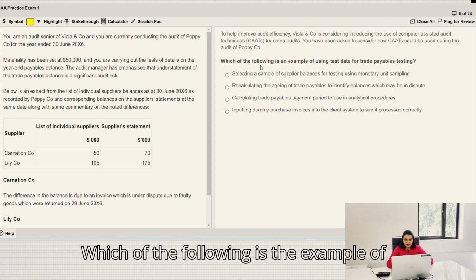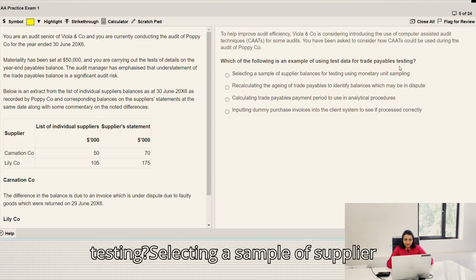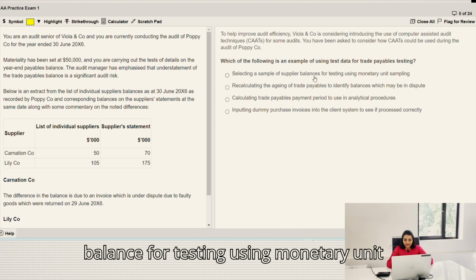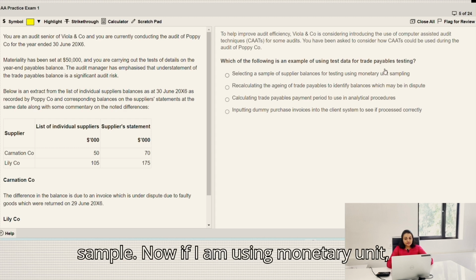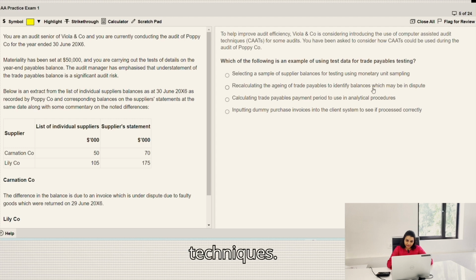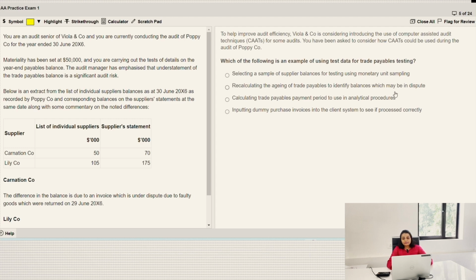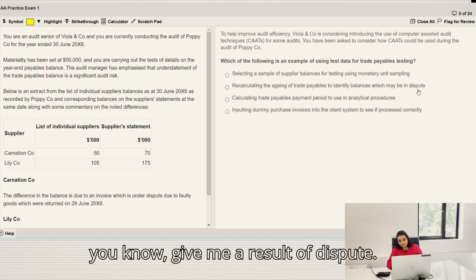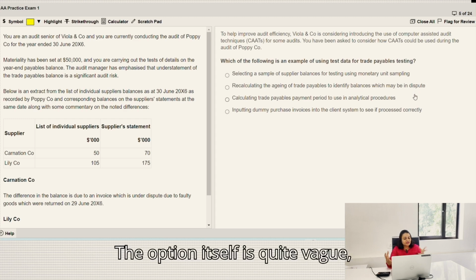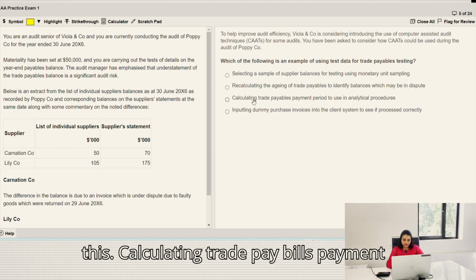Which of the following is an example of using test data for trade payables testing? Selecting a sample of supplier balances for testing using monetary unit sampling. Now if I am using monetary unit, we do that manually. We don't use it based on computer assisted audit techniques. Now recalculating of ageing will not give me a result of disputes. The option itself is quite vague, so I'm not able to give a correct answer from this.